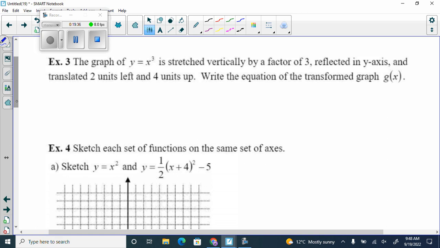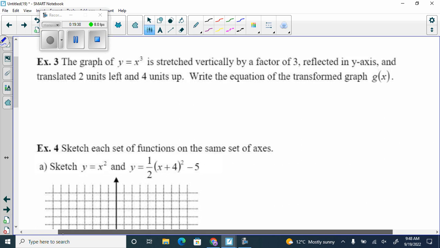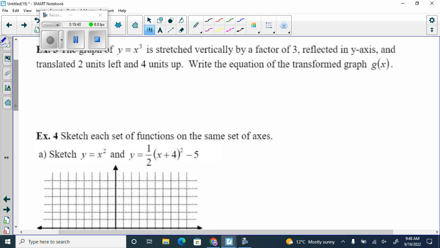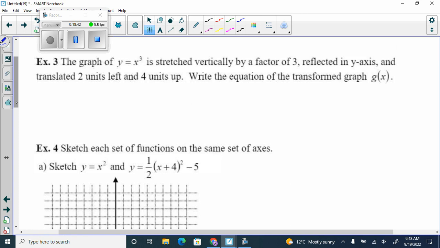Okay, you're doing example 3. Write an equation. It should be quick. So this one, the parent function is just the basic x cubed graph, right? It's not like it's a moved one and then we have to move it some more. That's when it gets more complicated. So when it's just a parent function, you can actually put everything in right on the right-hand side. So stretch vertically by a factor of 3. We're going to get a 3.